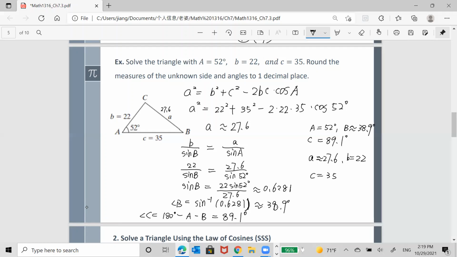Let's see if I'm correct. Oh, I don't have this in my solution. Let's see. Yeah, I think it's correct. No mistake. Okay, let's move on to C.